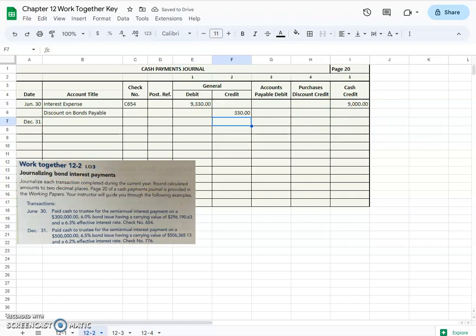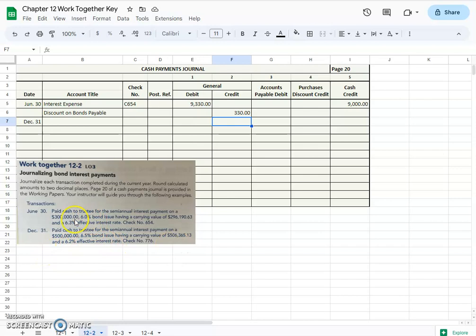All right. So that one looks good. How about the next one? We pay cash to a trustee for the semi-annual interest payment on a $500,000 6.5% bond issue having a carrying value of $506,365.13 and a 6.2% effective interest rate.